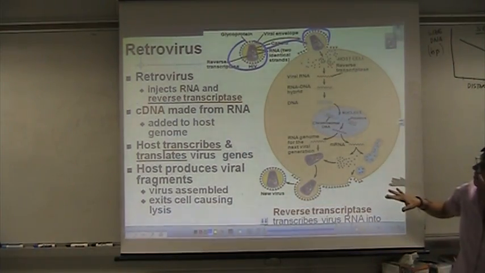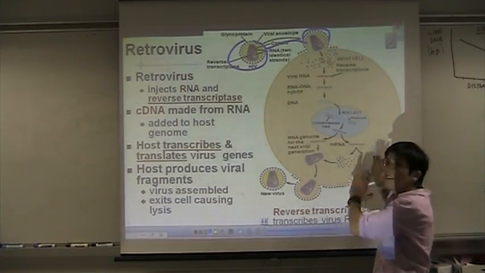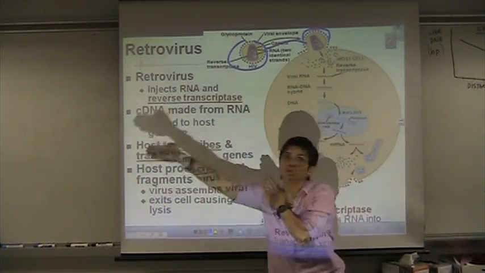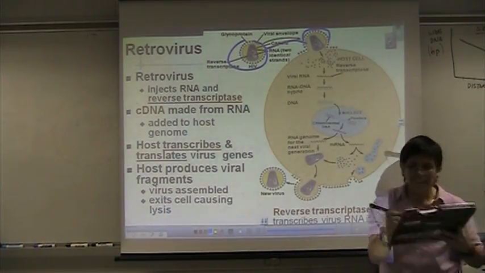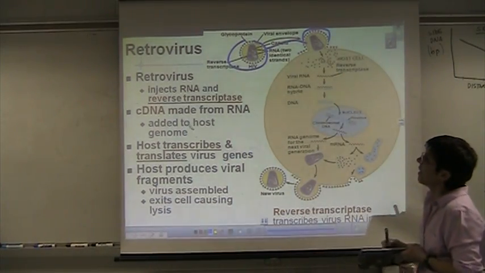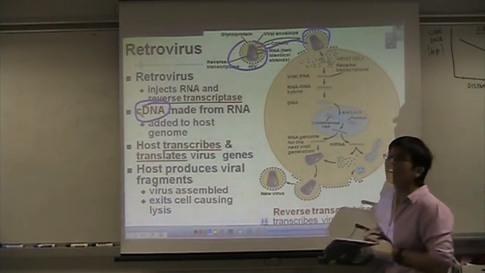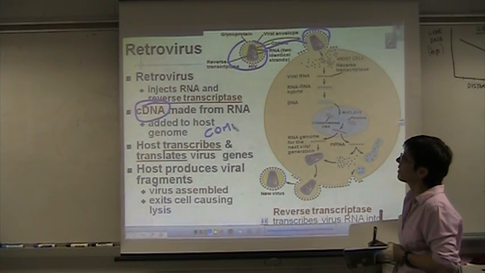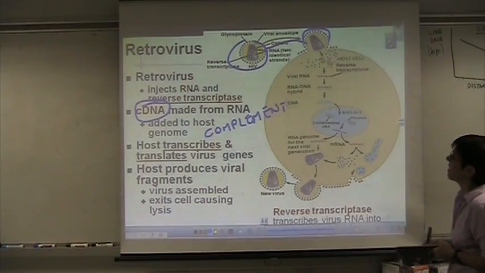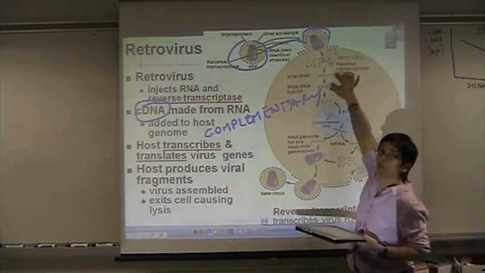Now, why is this important and why are they called retroviruses? Well, they are called retroviruses because they go from RNA to DNA, they go backwards. Now, when they do that, the DNA that they make is not just called DNA, it's called cDNA. cDNA for complementary DNA. Because it's complementary to the RNA.